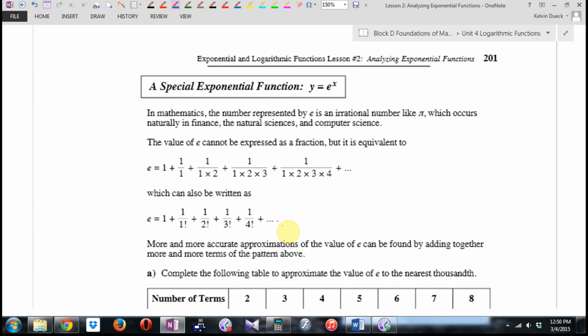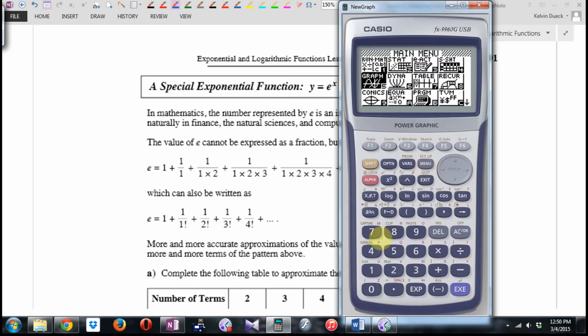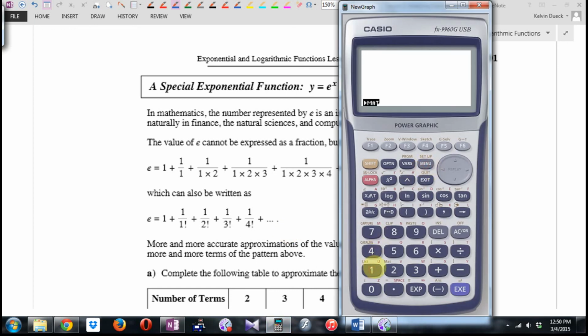And many of you have wondered about this on your calculator. On your calculator, go menu and go back to the run menu, so you're in your normal calculator mode.